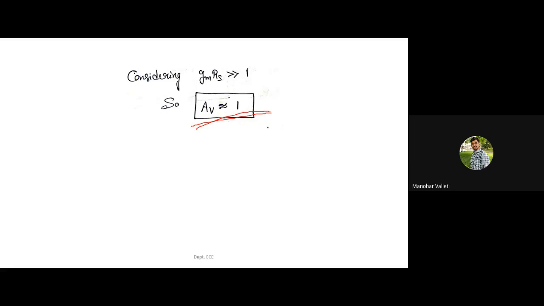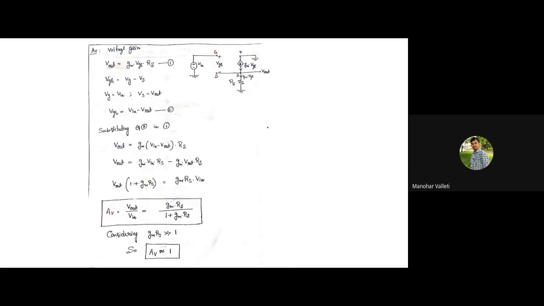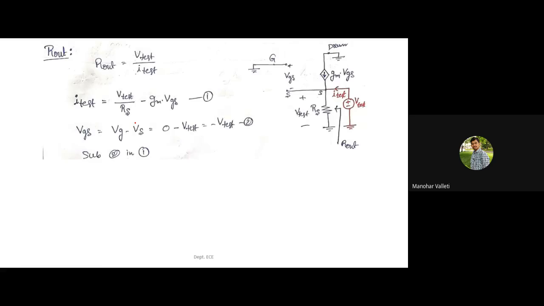Means we can say that it is a buffer, right? If it is giving one gain, means it is a buffer. Whatever is there as the input, same will be available at the output. So remember, this is the equation for common drain. What I will discuss now, all in one slide. So this is the gain equation. From the gain equation, we can say that the voltage gain will be approximately equal to 1 for a common drain amplifier.